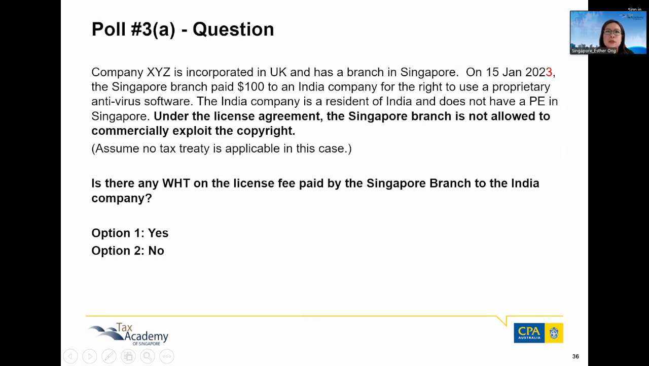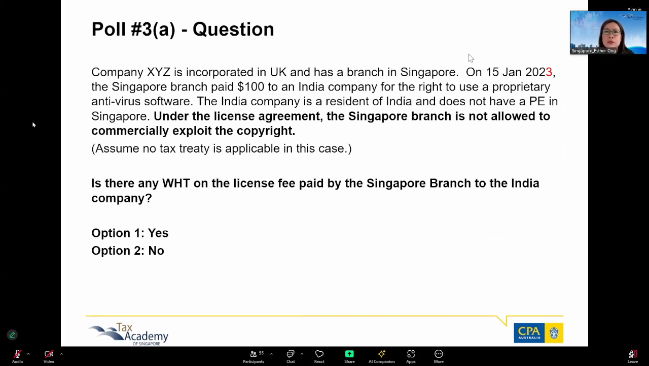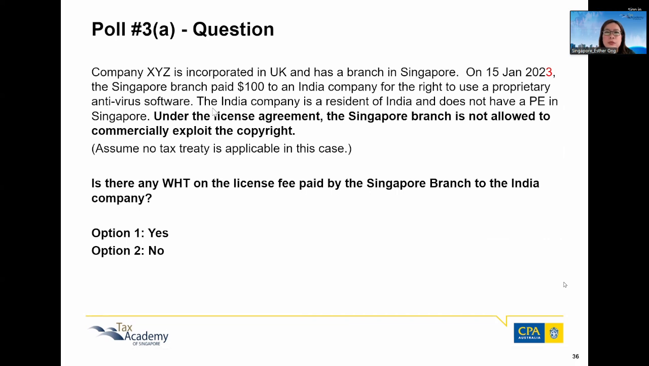Okay, let's try a poll question to apply the concept I explained just now. In this question, company XYZ is incorporated in the UK and has a branch in Singapore. On 15 Jan 2023, the Singapore branch paid $100 to an India company for the right to use a proprietary antivirus software. The India company is a resident of India and does not have a PE in Singapore.